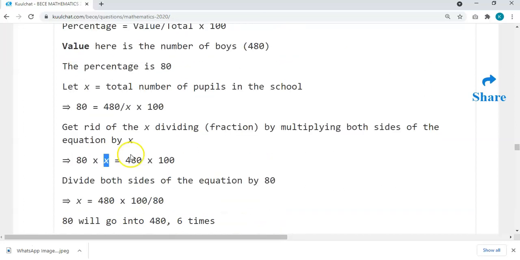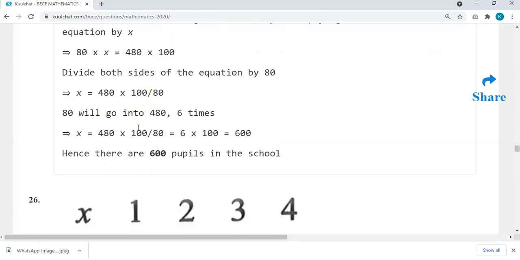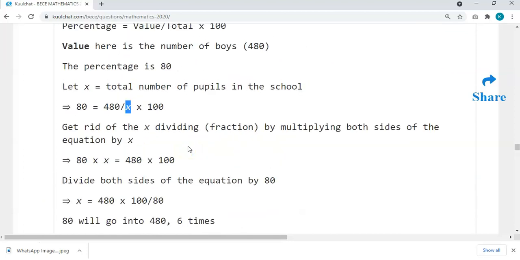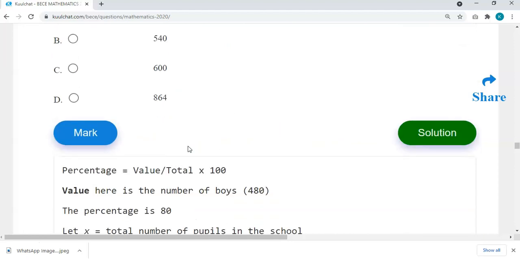Okay. So here the concept of how to calculate a percentage is used. To calculate the percentage, the number over the total times 100. Here we know the percentage to be 80. We know the number of boys. We don't know the total, so we represent it by x. So we multiply by 100. Then we make x the subject. Then once you get the value of x, that's the total number of people in the school. Okay, so that's question number 25.